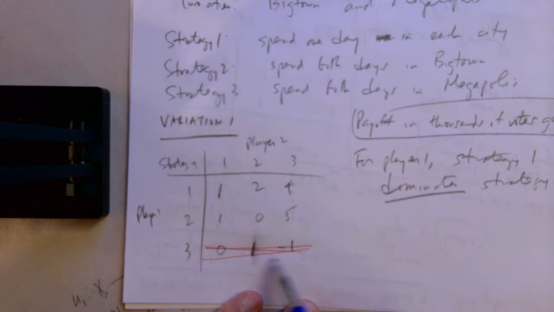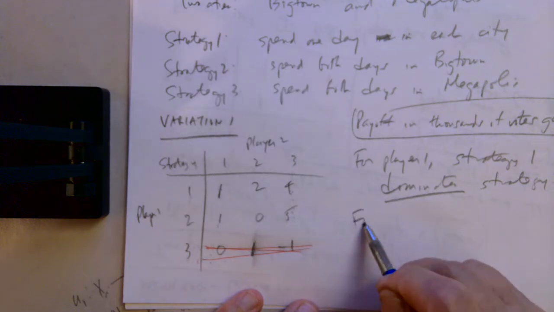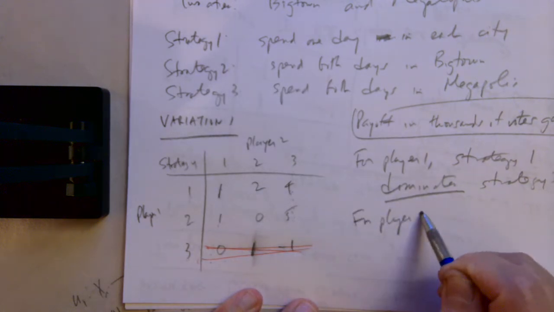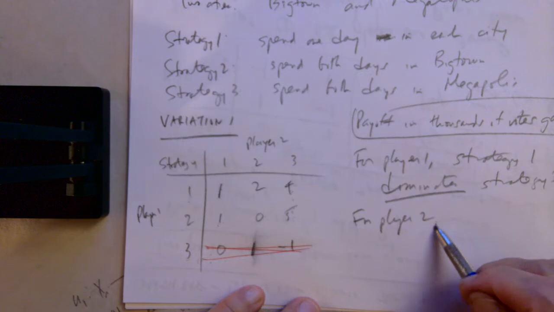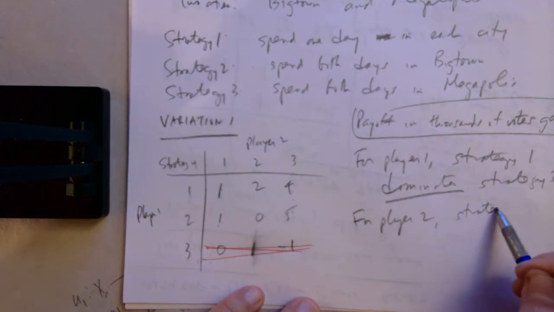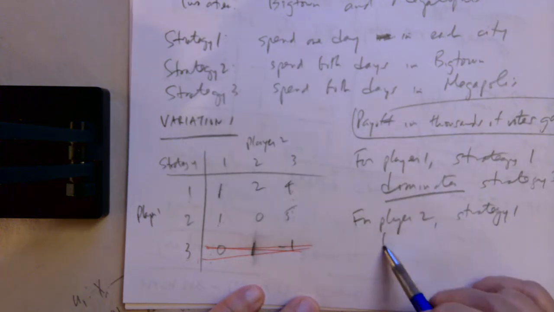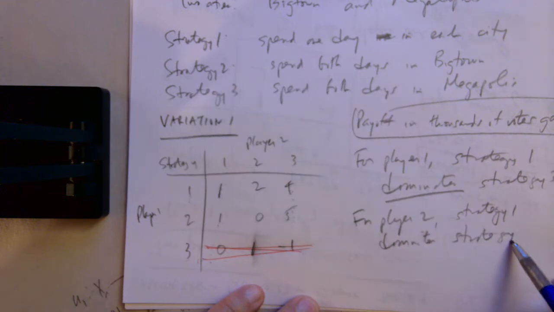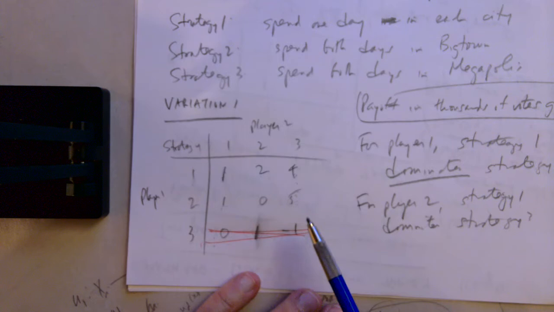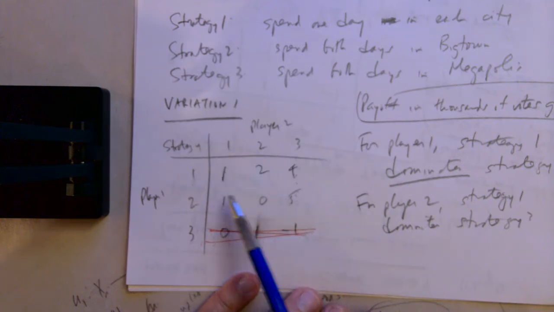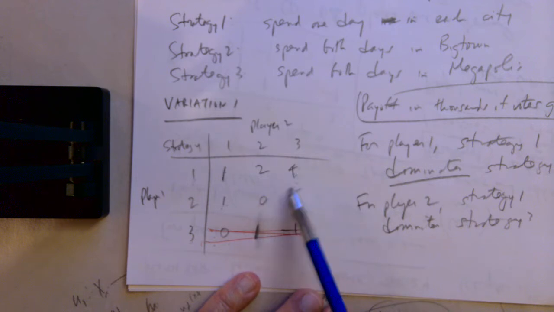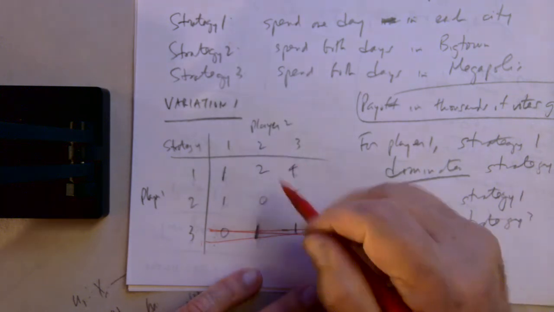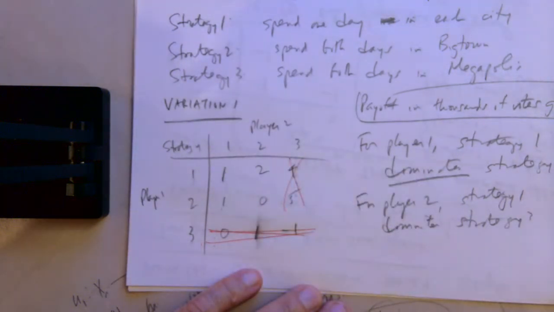So in our new payoff table with strategy 3 for player 1 crossed out, player 2 knows he can disregard this line. For player 2, strategy 1 dominates strategy 3. Because he'll always do better with strategy 1 than with strategy 3. Maybe he should choose strategy 2, but he should never choose strategy 3. So player 2 crosses that off.